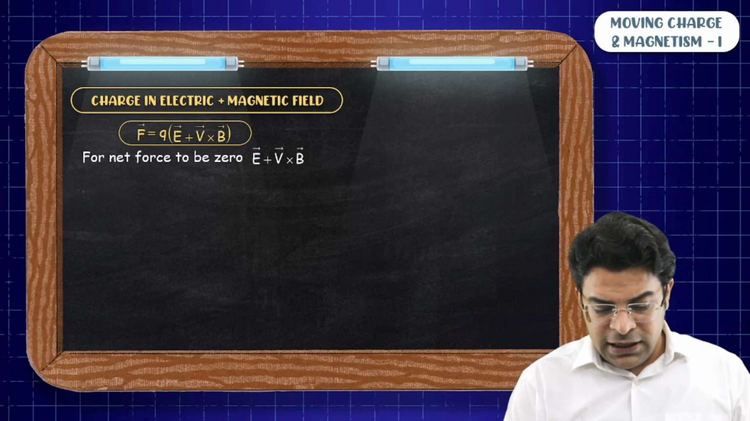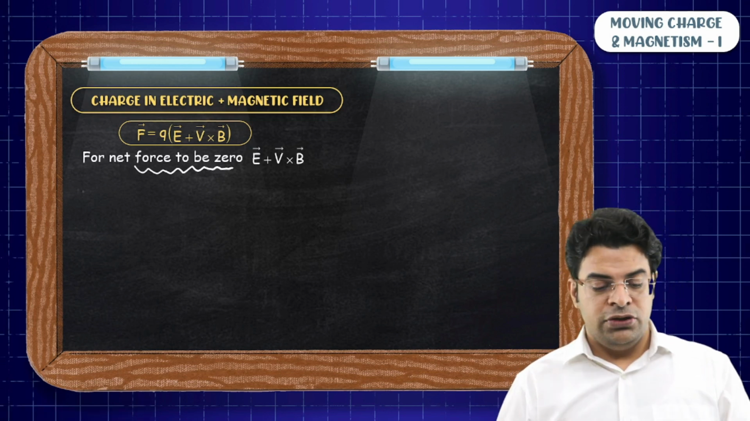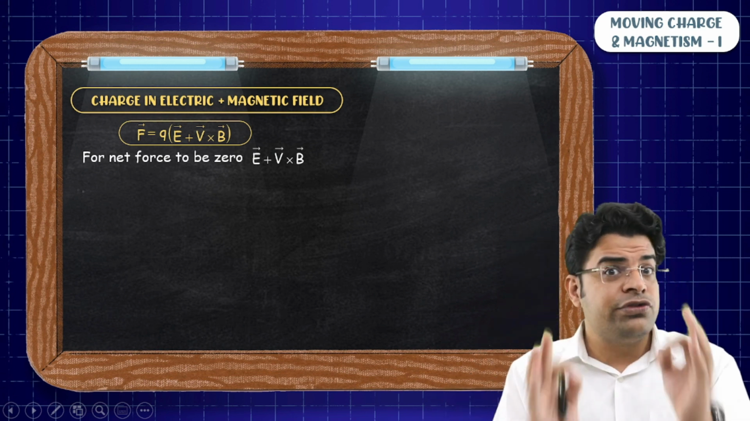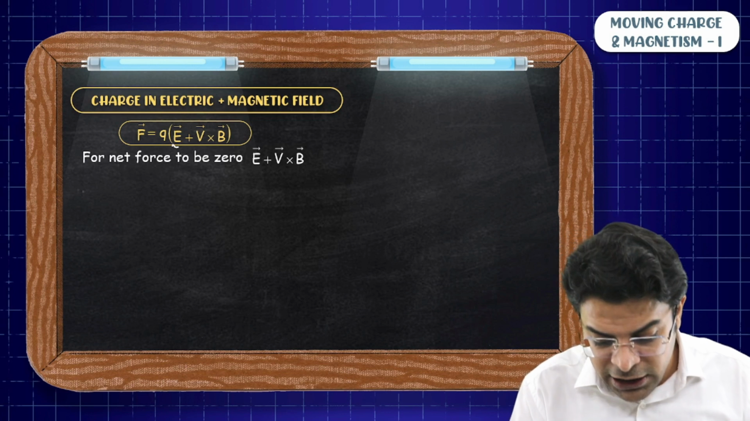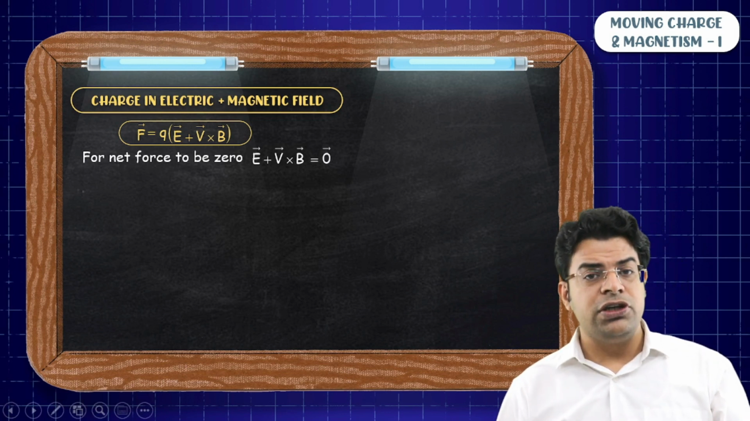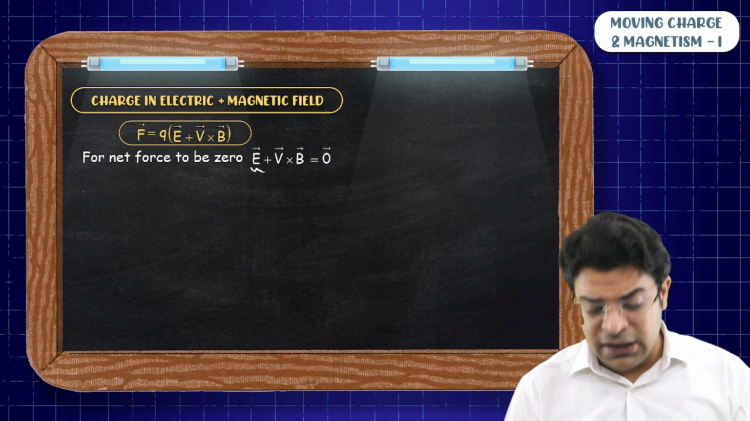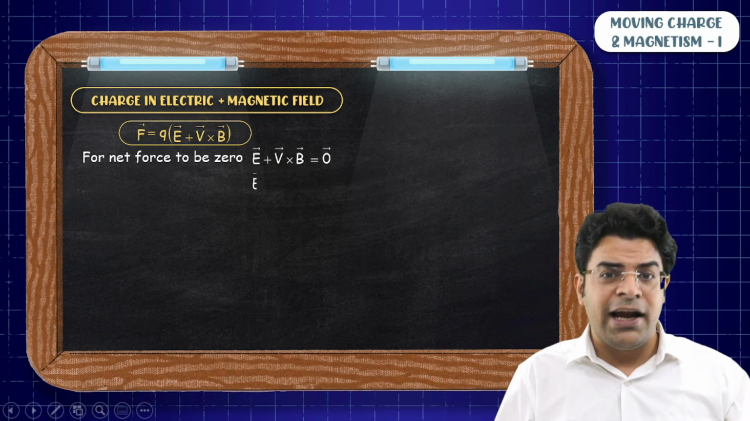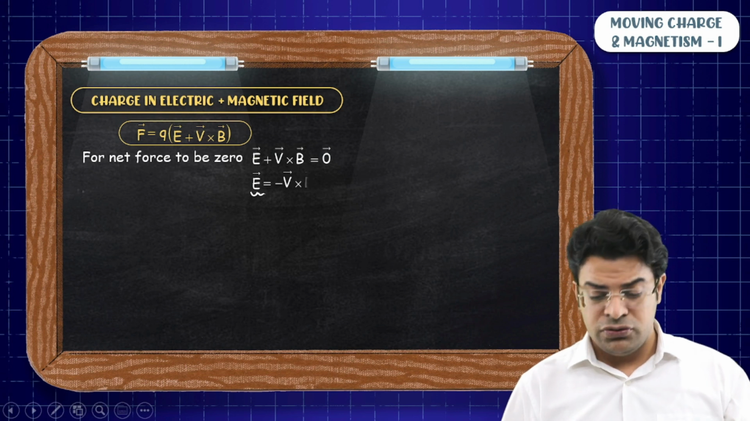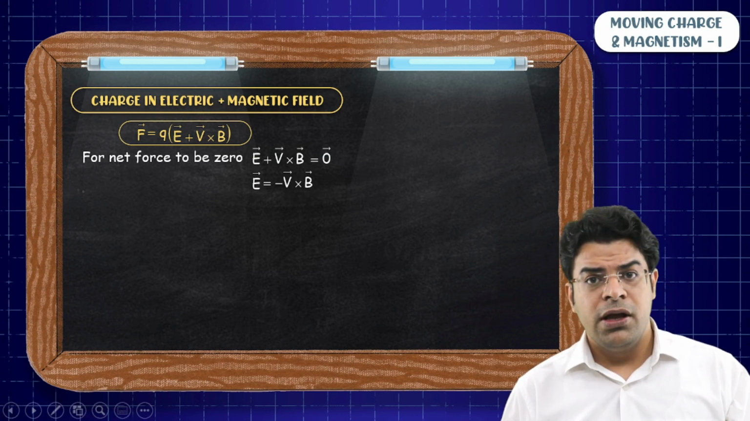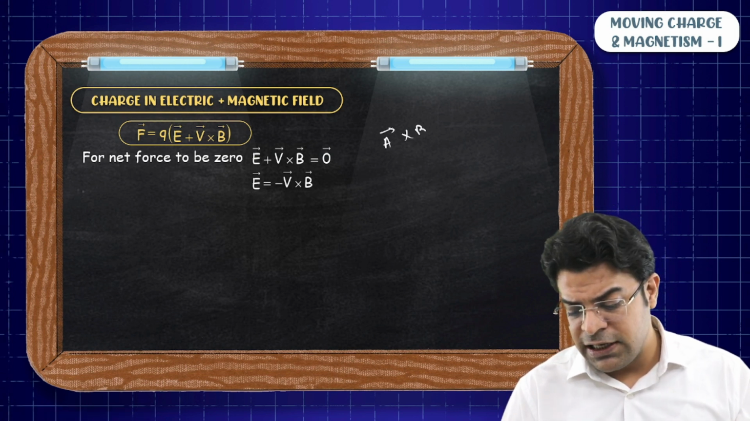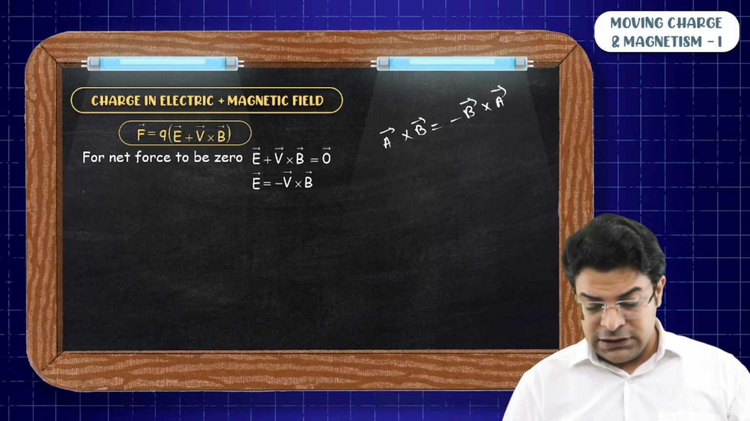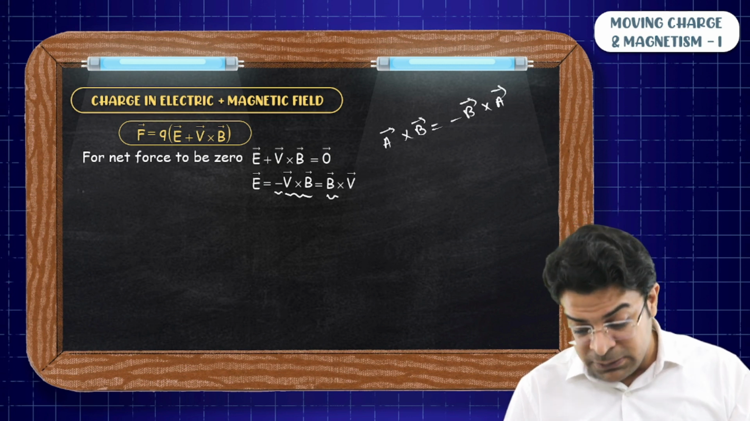So for the net force on the charged particle to be zero, despite the presence of electric field and magnetic field, E plus V cross B should be equal to zero. If the electric field vector plus V cross B vector has to be equal to zero, I can rewrite it as E equals minus of V cross B. We have learned from cross product that A cross B equals minus B cross A. So I can write this minus V cross B also as B cross V.